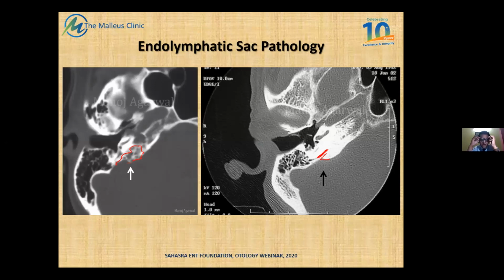Literature does not mention, publications do not mention more than 150, at least till 3 or 4 years ago when I had last diagnosed a case of endolymphatic sac tumor. The literature was mentioning somewhere in the range of 150. I don't know what the number is presently, but this is an endolymphatic sac tumor.